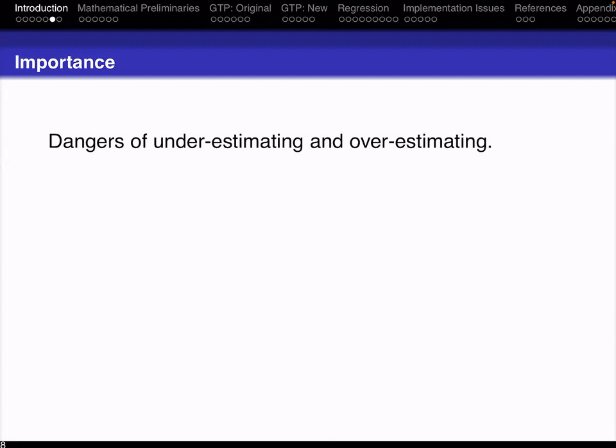Can somebody give me a danger of either underestimating or overestimating the number of enemy tanks that you're facing? Either way. Good, so if you overestimate, you might put in too many resources to the battle and not have enough in other places. And if you underestimate, you wouldn't have enough and you could get your ass whipped, right? So there's dangers in both.